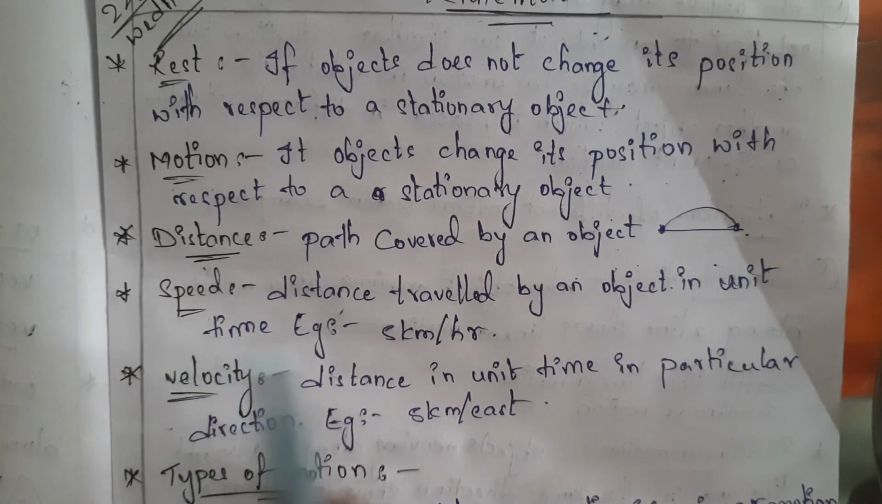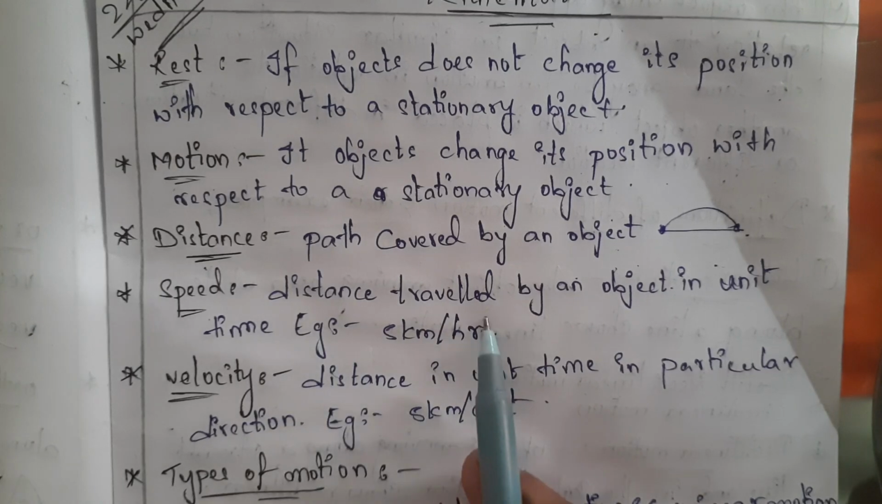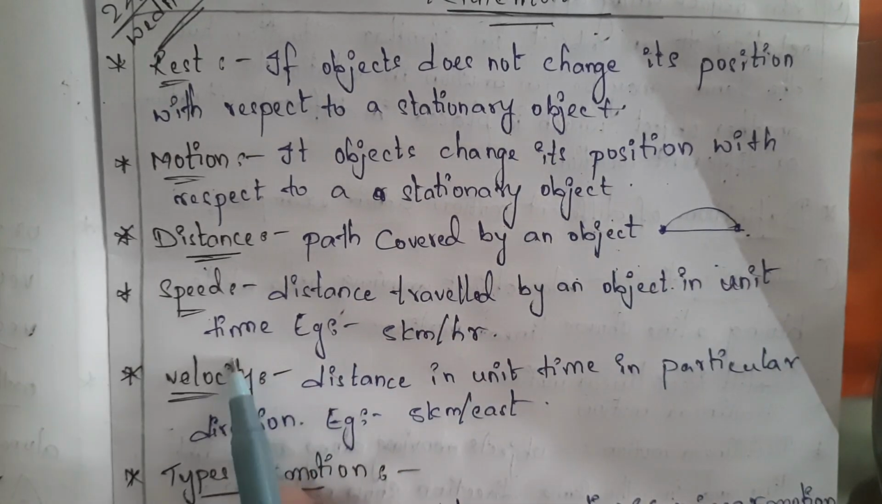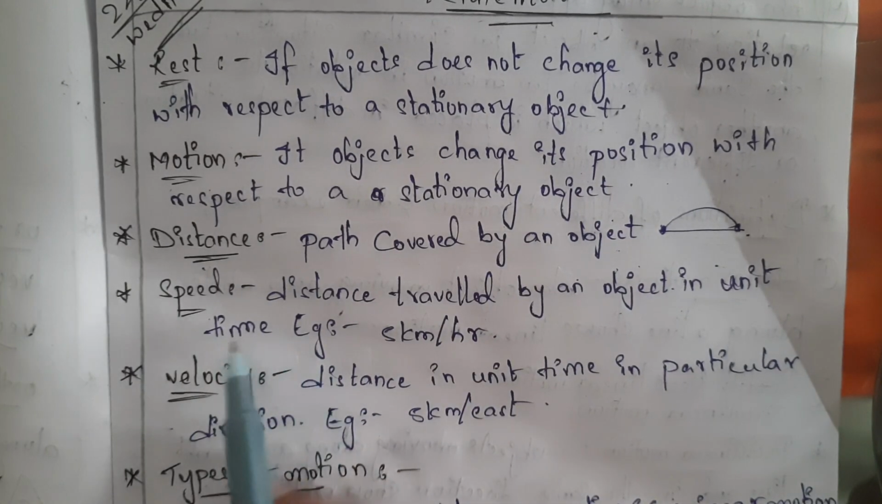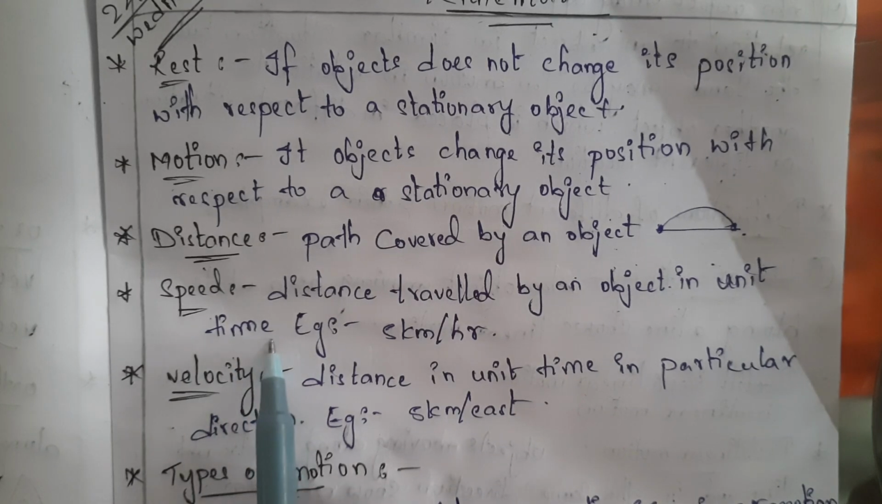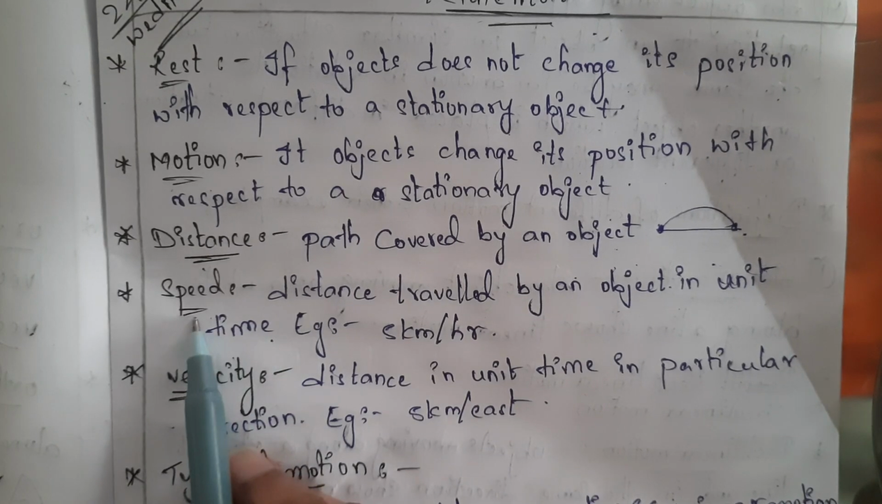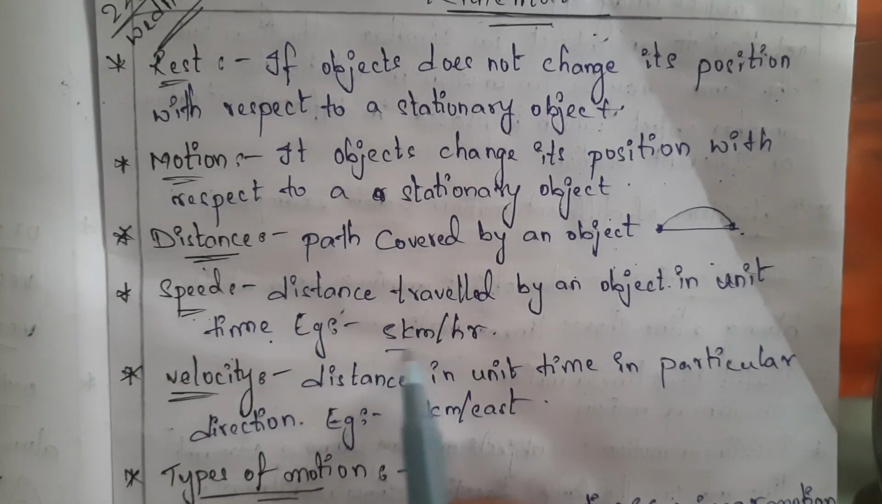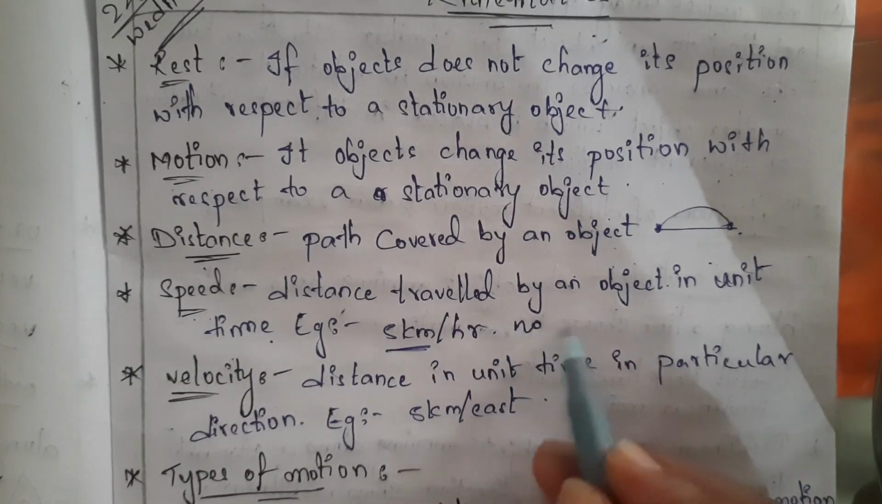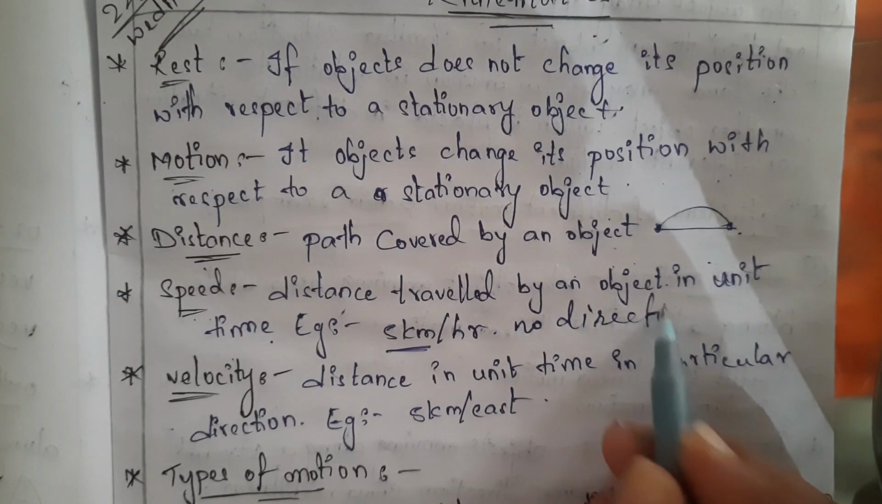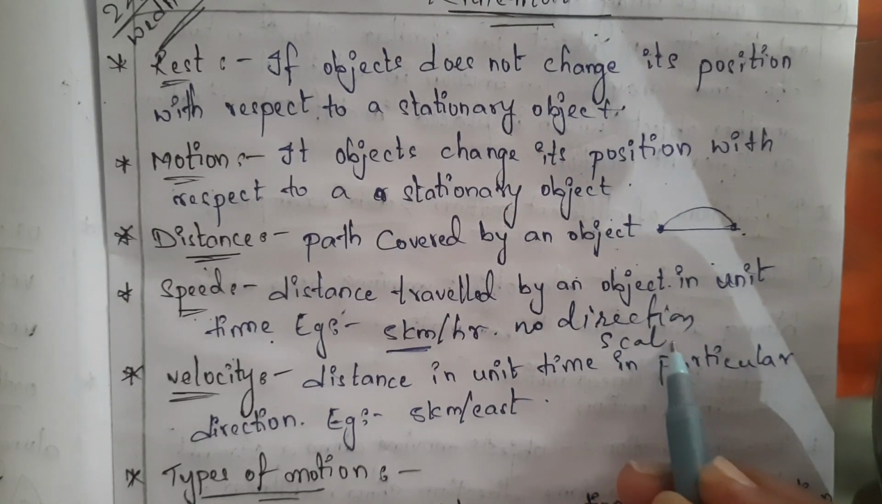Now speed. Speed is the distance traveled by an object in unit time. Here time is given as a unit, that is, in 1 second or 1 hour. The distance covered by an object in unit time is called speed. Speed has only magnitude but no direction, so we call it a scalar quantity.